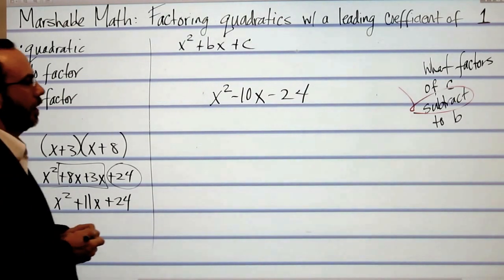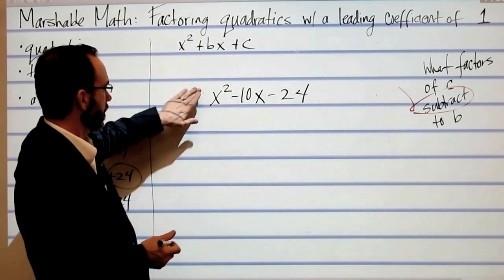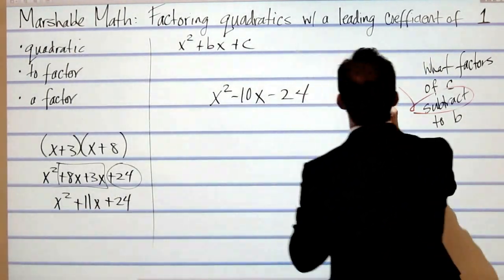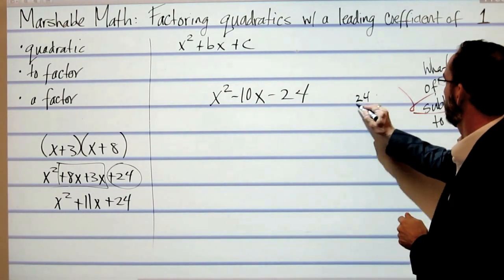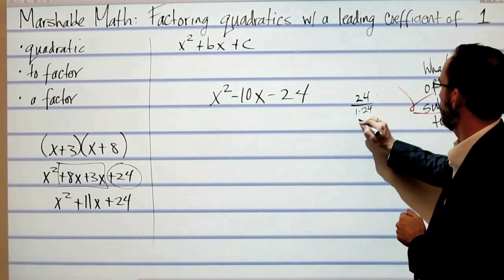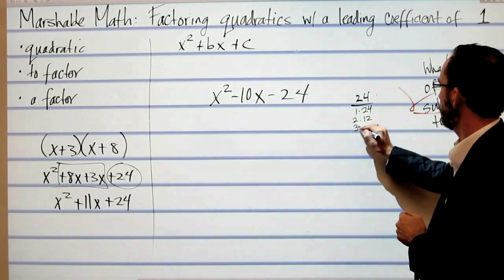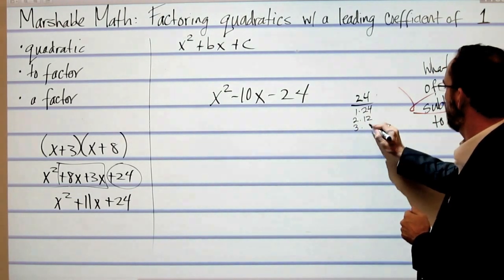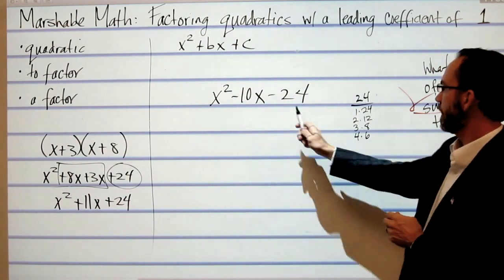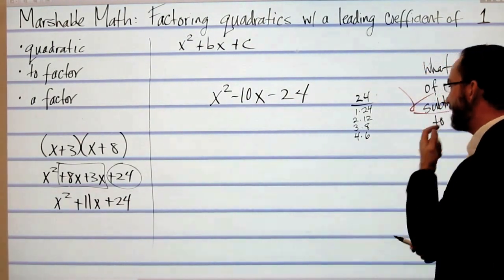Alrighty? What'd you get? Well, let me do my method. I'm going to do factors of 24. So, 24, list them out. Have we done this one already? 1 times 24, 2 times 12, 3 times 8, 4 times 6. Which ones, when I subtract them, give me the number 10?